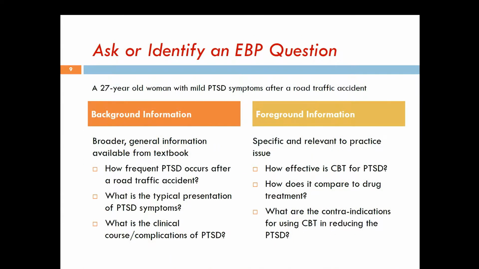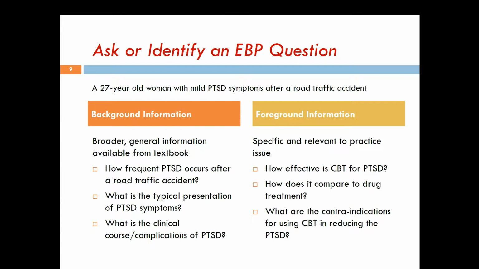So let's give an example, okay? A 27-year-old woman with mild PTSD symptoms after a road traffic accident. So this person comes to us. We want to derive an evidence-based practice to help this person. So before we do anything, we have to separate background information and foreground information. Background information refers to broader general information about the type of problem, the type of patient or the client that we have. And these are all available in the textbook.